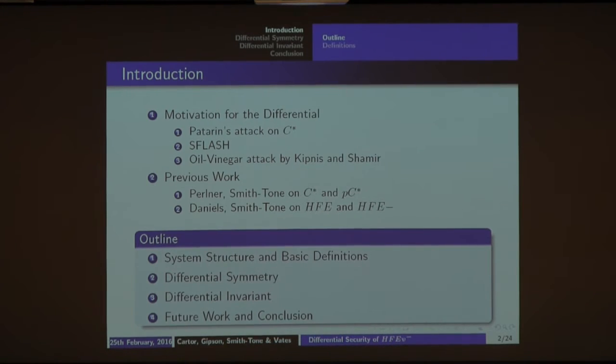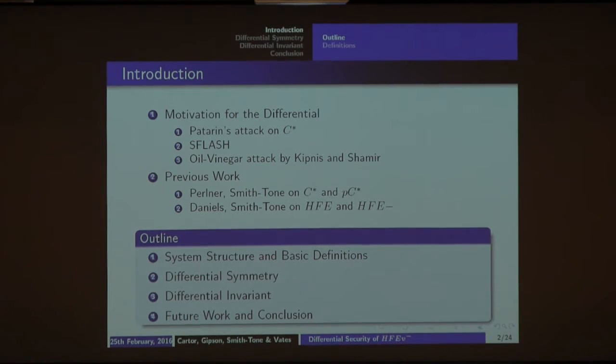All right, so before we get started, I would like to talk about some simple motivation for analyzing the differential when we're looking at our different schemes for multivariate. Many attacks on some very famous schemes can be seen through the differential perspective. Some big examples are Patarin's attack on C star, the attack on S flash, and the attack by Kipnis and Shamir on the oil and vinegar scheme.